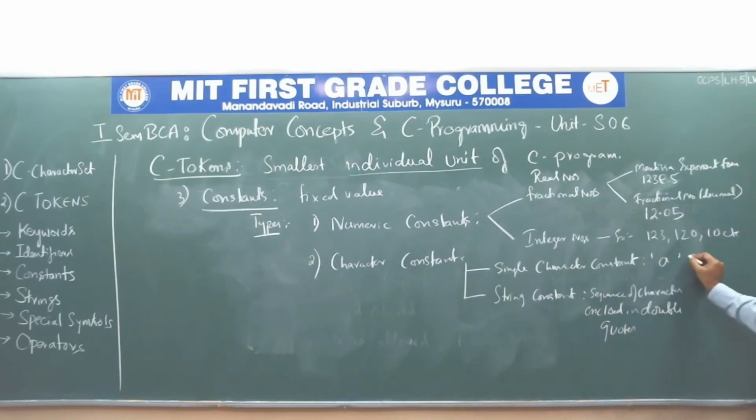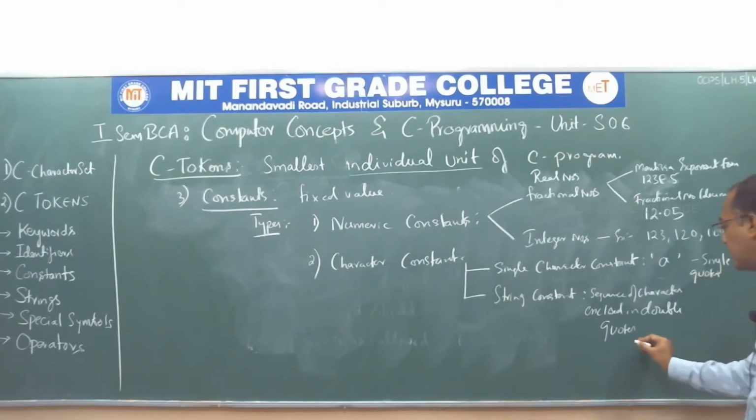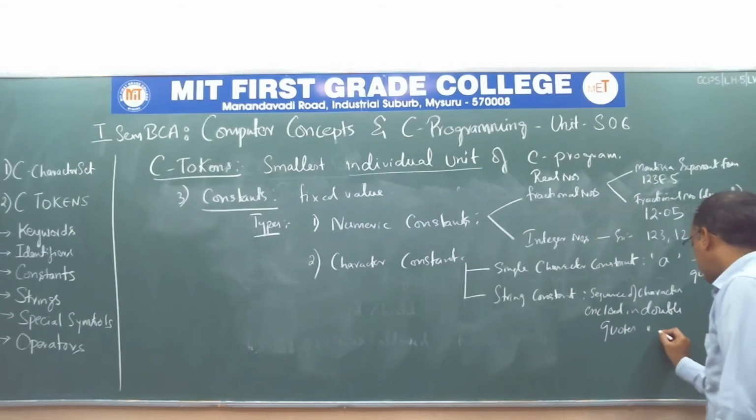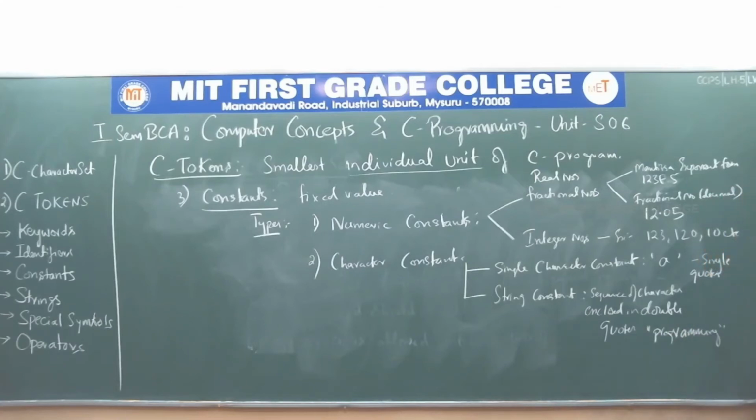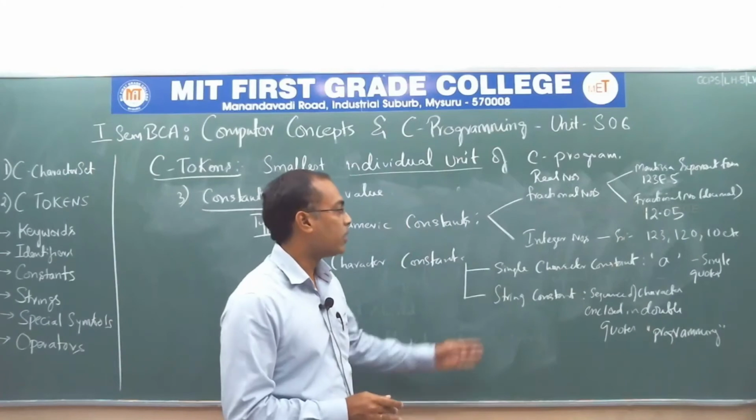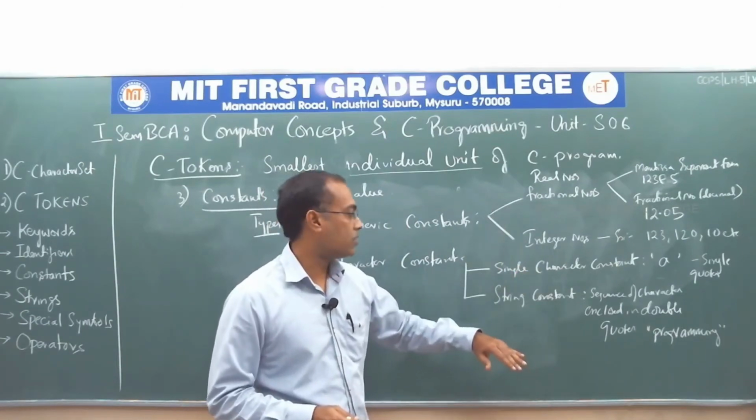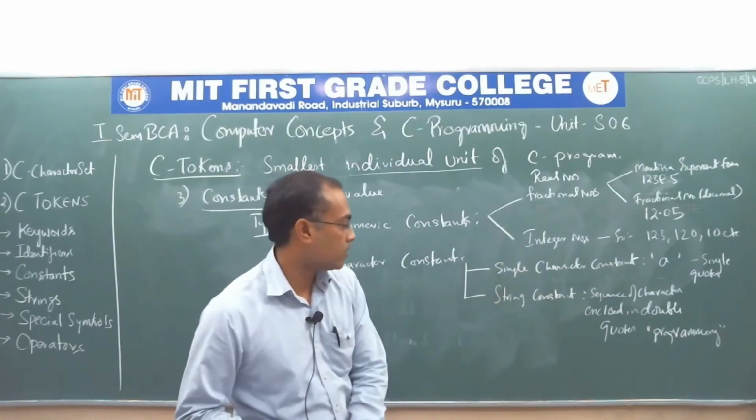So this is enclosed in single quotes. This is enclosed in double quotes. For example, "programming". So programming is nothing but a sequence of characters surrounded by double quotation marks. There is one more difference between a single character constant and a string constant.